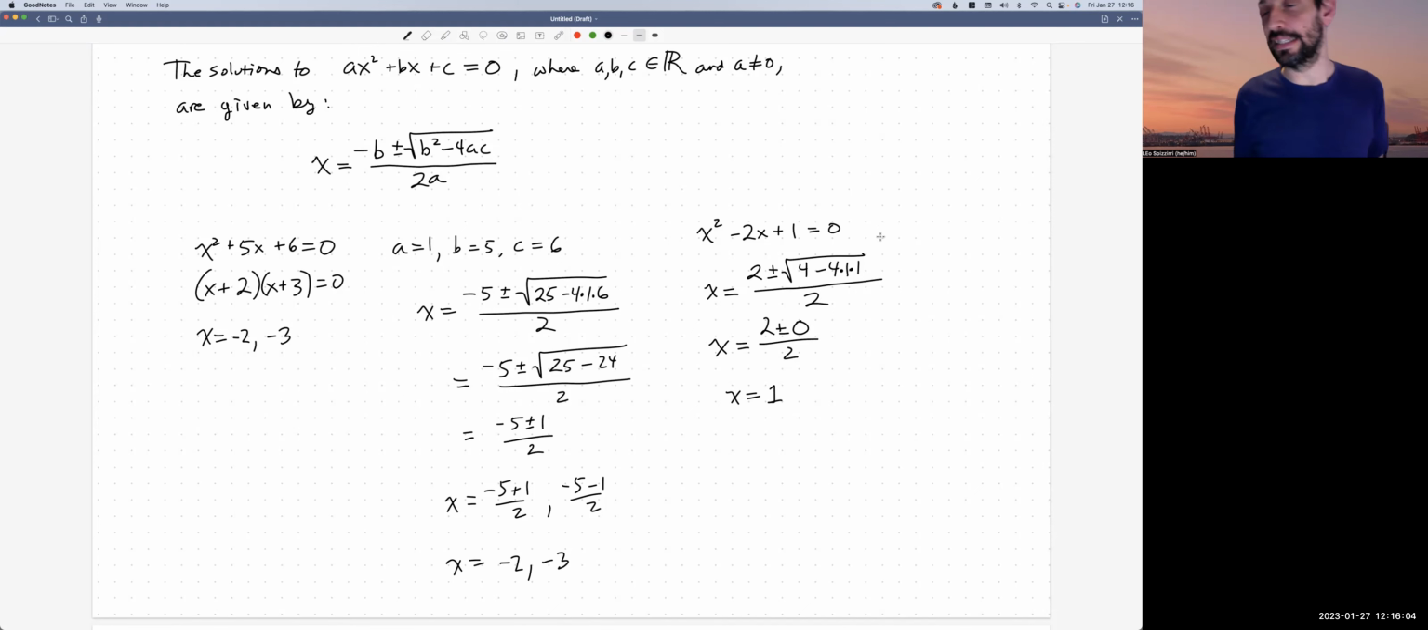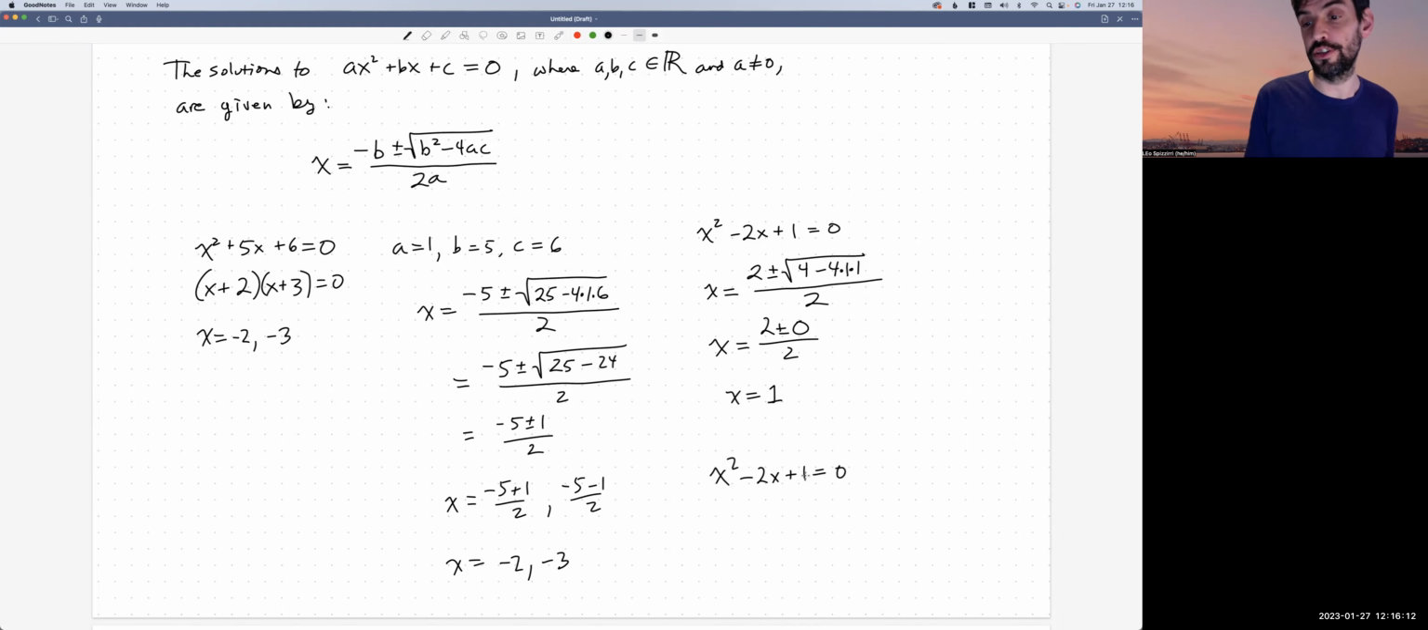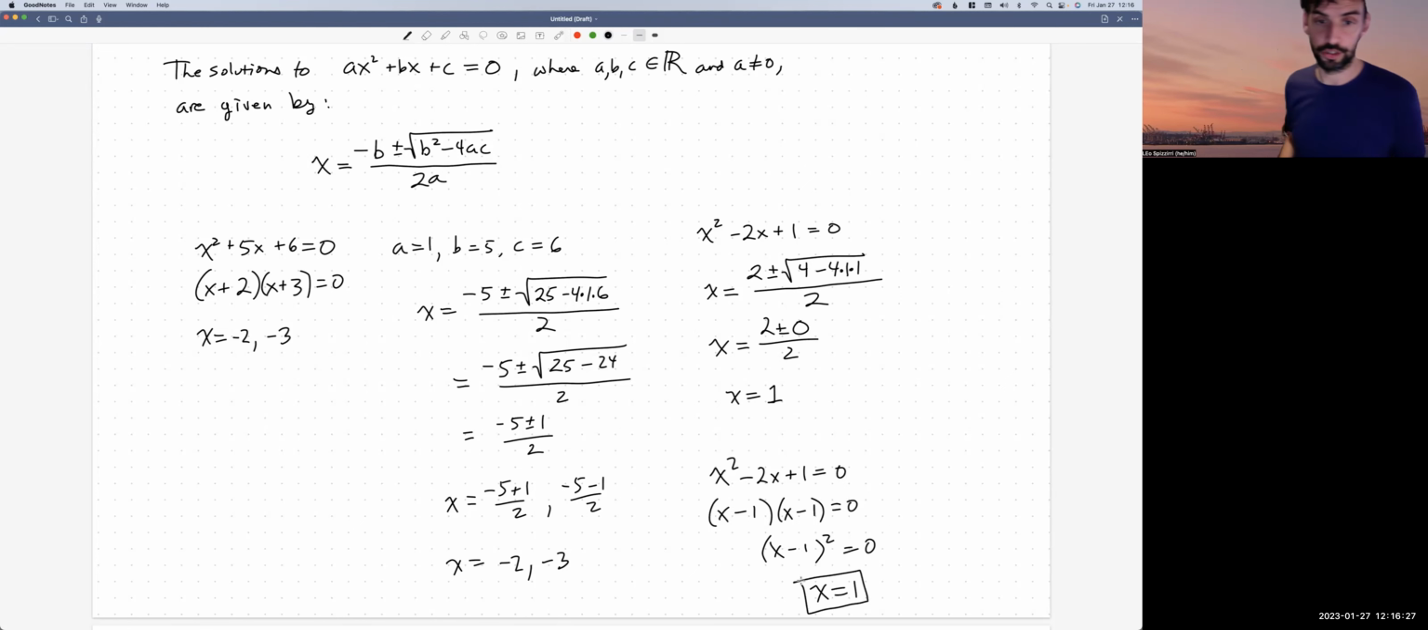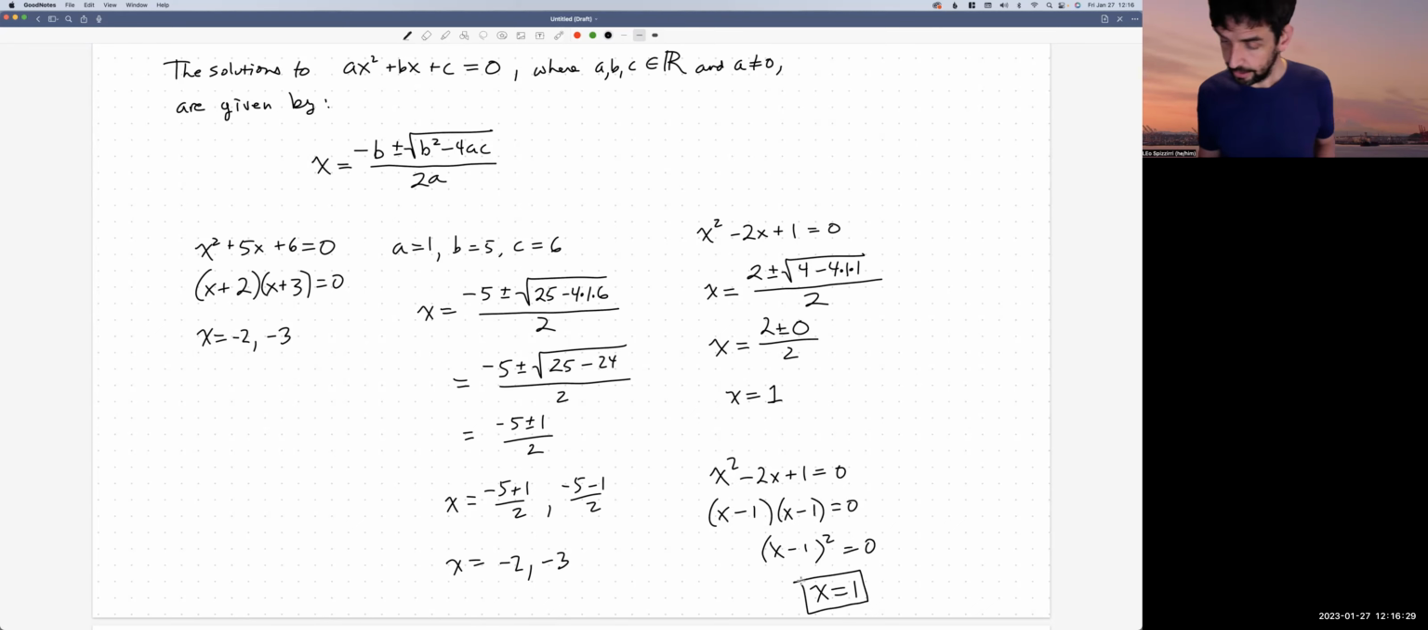Let's get some insight into why that might be. If we had factored this, x squared minus 2x plus 1 equals 0, this can be factored into x minus 1 times x minus 1 equals 0, or x minus 1 squared equals 0, which is plainly only solved when x equals 1. It only has one solution. Okay?